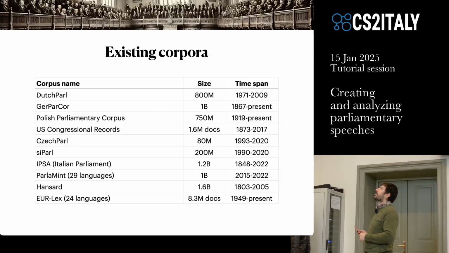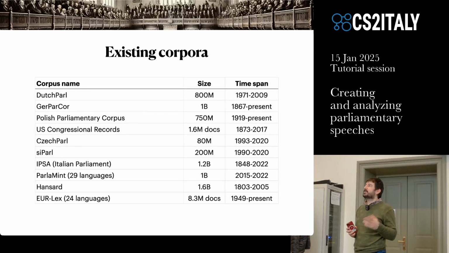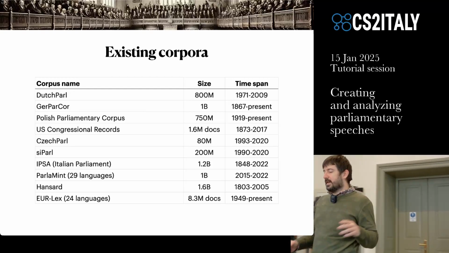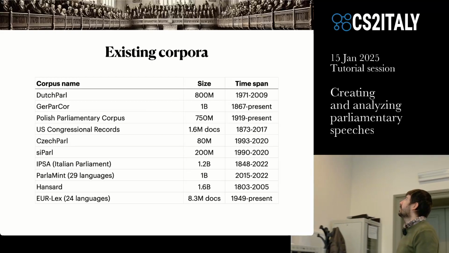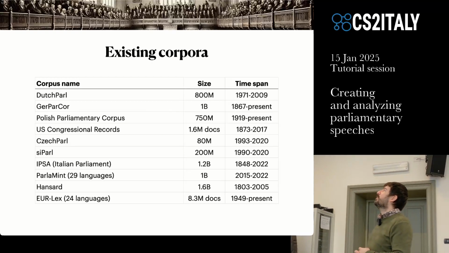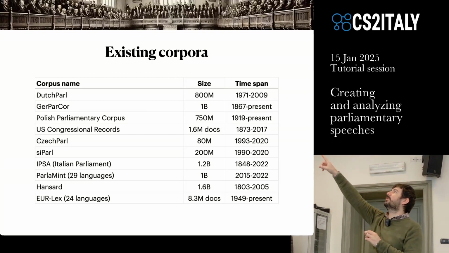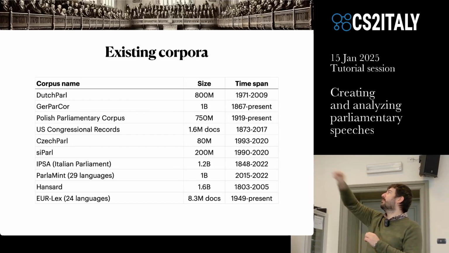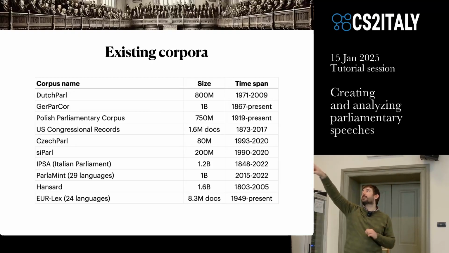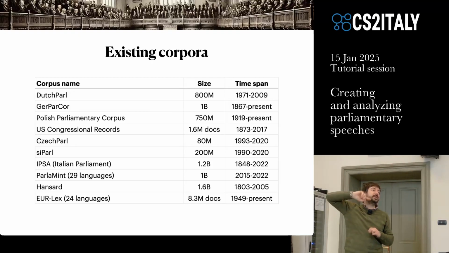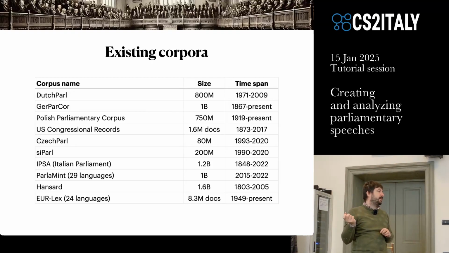Let's have a look at the existing corpora. There are a lot of existing works like the ones described. There are some smaller ones, for example, DutchParl, CzechParl, and SiParl, but it's quite famous. For example, SiParl is the dataset of the Slovenian parliamentary debates.